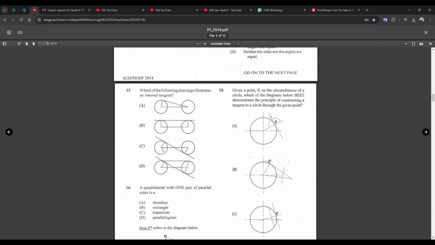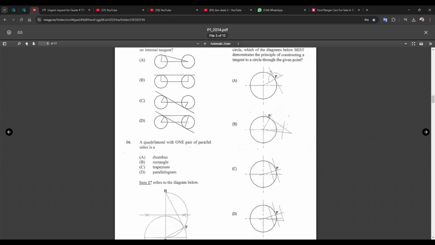And the construction checks out. D is close, but it's not entirely accurate. This external tangent is not necessary. If you look at C on this paper, the line seems to be a bit bent, but I'm sure that's just a printing error. So number 15, C.